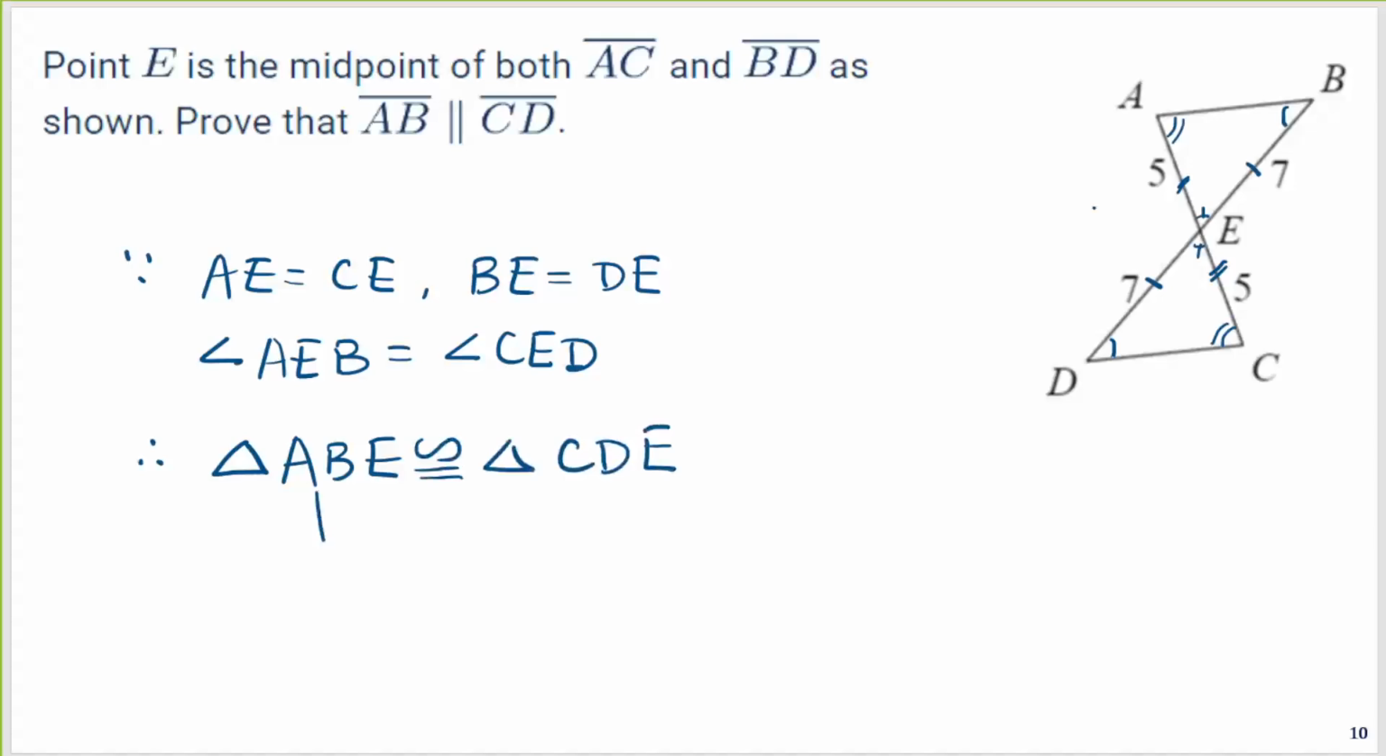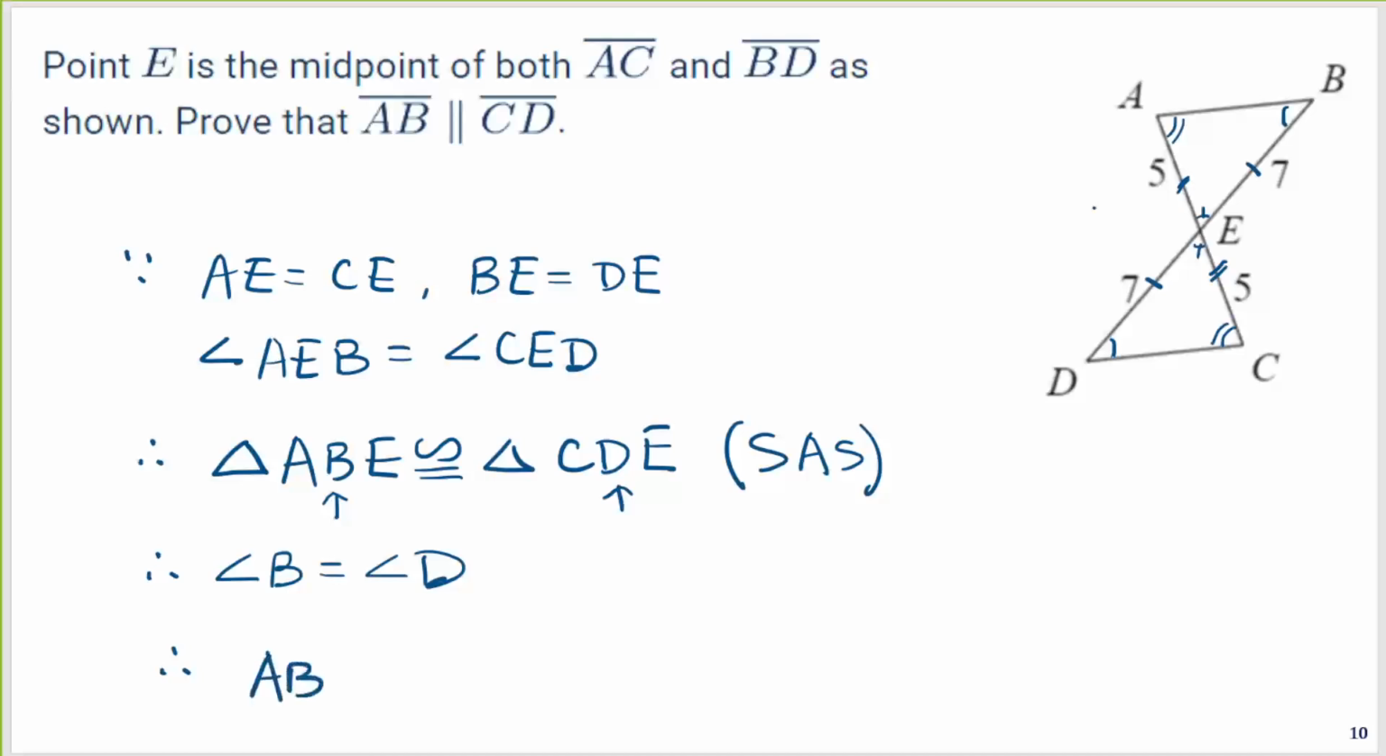Remember, we need to write the corresponding vertices in the same order by the theorem SAS. Two sides and angle in between are congruent, indicating two congruent triangles. Therefore, we know the corresponding parts, angle B should equal angle D here, right? Therefore, if you have proved angle B equals angle D, interior alternating angles are equal, indicates segment AB is actually parallel with segment CD, right?